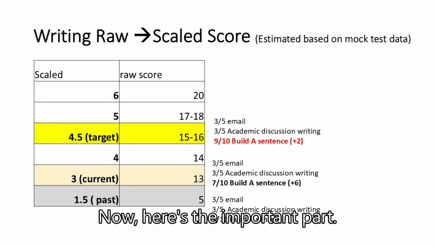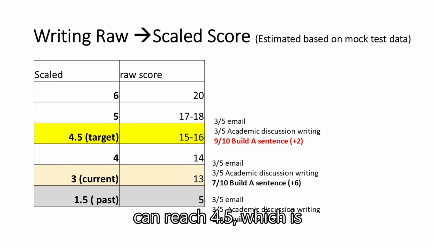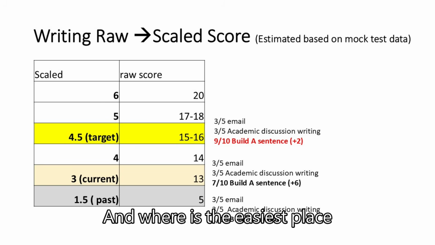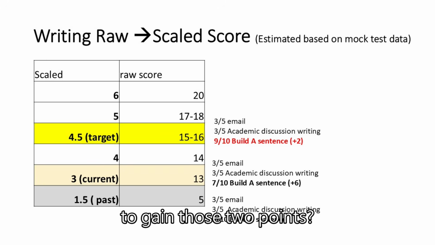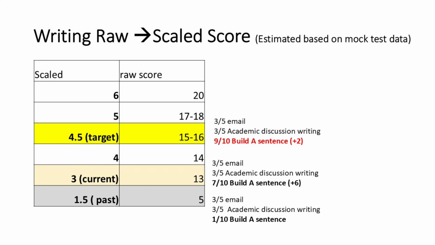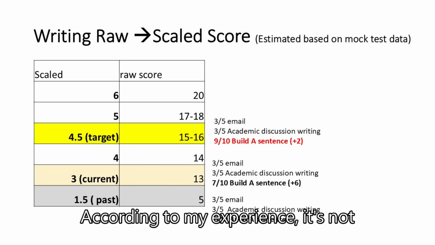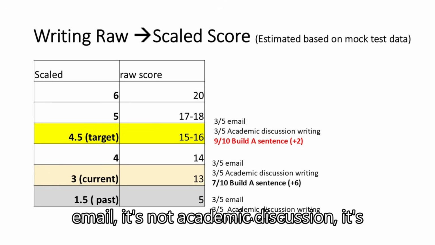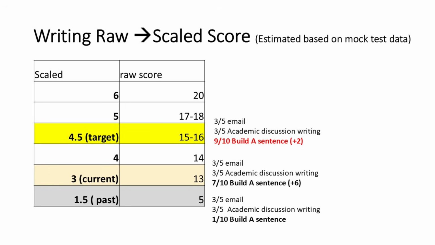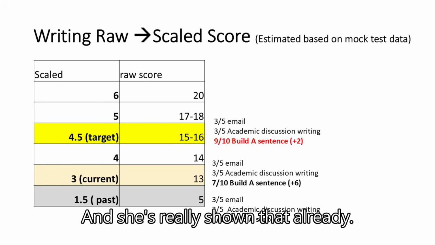Now, here's the important part. If she improves 2 points, she can reach 4.5, which is her target. And where is the easiest place to gain those 2 points? According to my experience, it's not email, it's not academic discussion, it's build a sentence. And she's really shown that already.